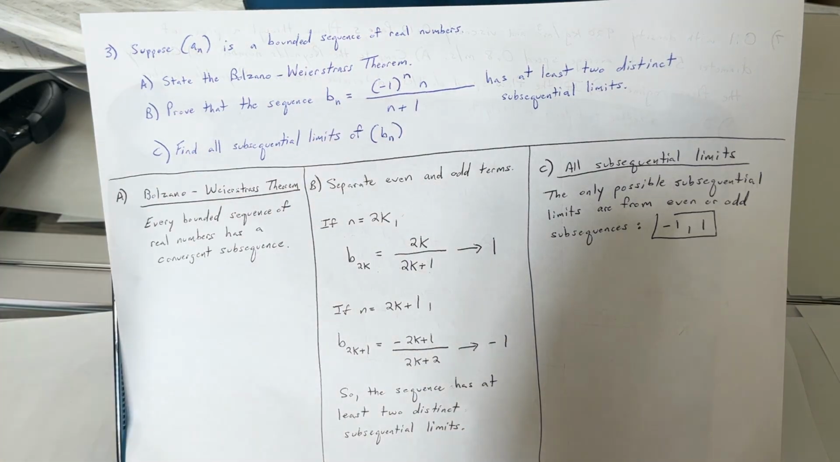And for part C, find all subsequential limits of b sub n. The only possible subsequential limits are what was found in part B, from the even or odd subsequences: negative 1 and 1. So that takes care of number 3, A, B, and C. Okay, number 4.